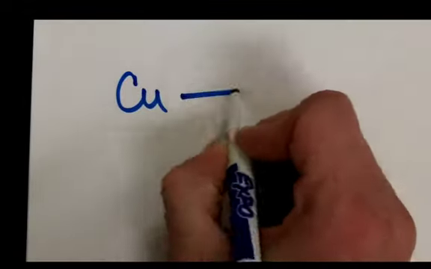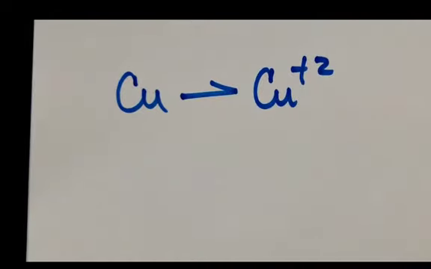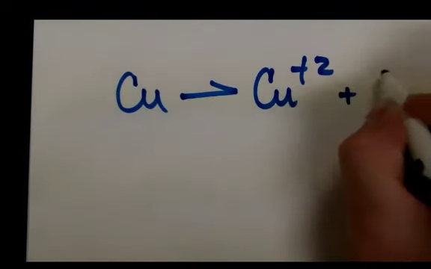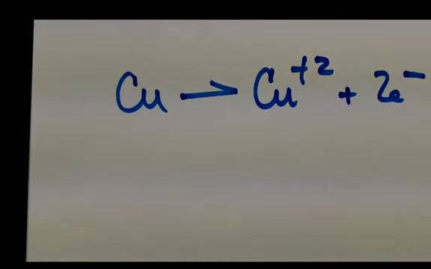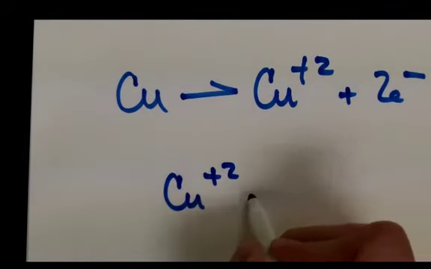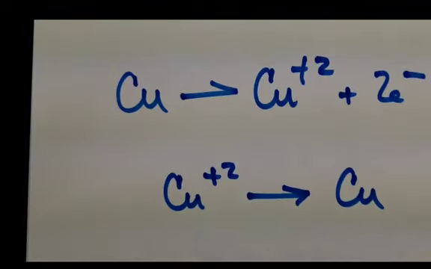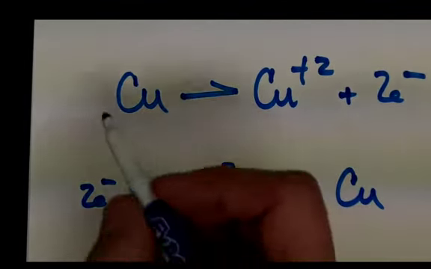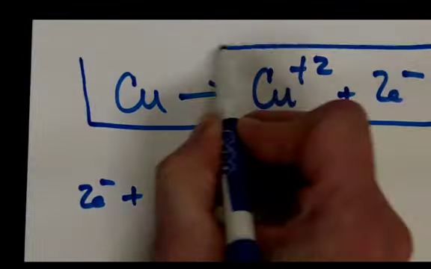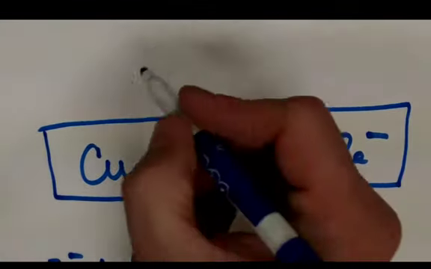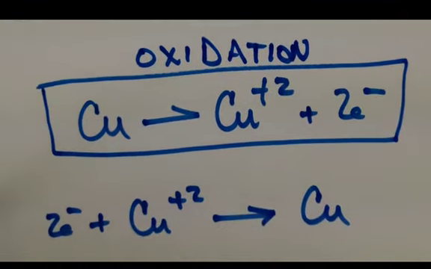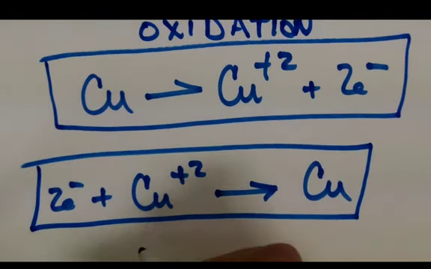So, if I have a situation like copper, and it goes to copper +2, it becomes the copper +2 cation. The only way that copper can become copper +2 is by losing 2 electrons. Okay? I can also have copper +2 turn into solid copper. The only way it can do that is by gaining 2 electrons. Okay? This top process right here is called oxidation. This bottom process down here is called reduction.